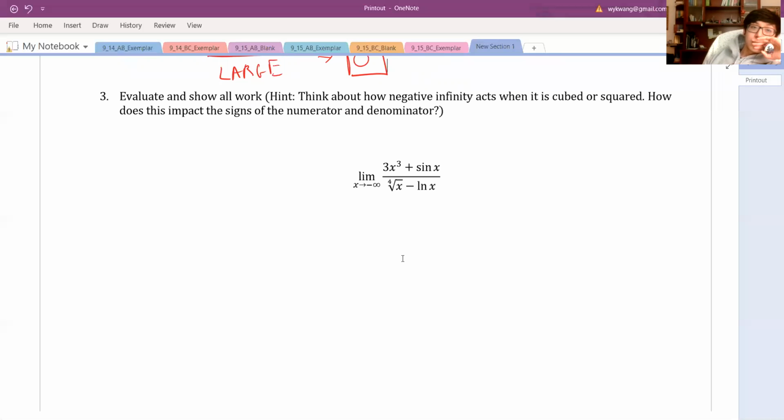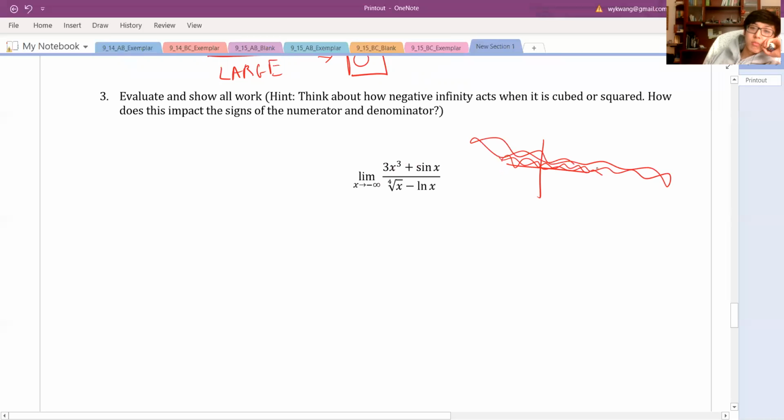Okay, so let's see. Let's isolate dominant terms first. So in the numerator, x cubed and sine of x. Remember, sine of x literally goes like this. It does not increase. It just spends all of eternity going back and forth and back and forth. X cubed, in contrast, goes way up. It's clearly dominant. X cubed is dominant. So we can just ignore sine x, basically.